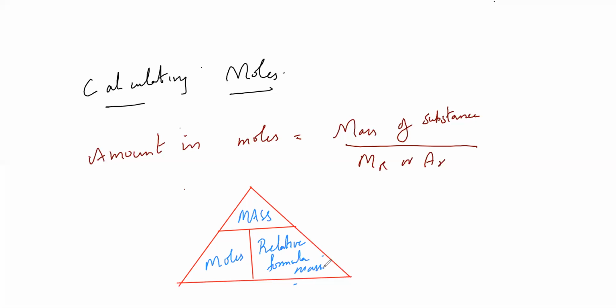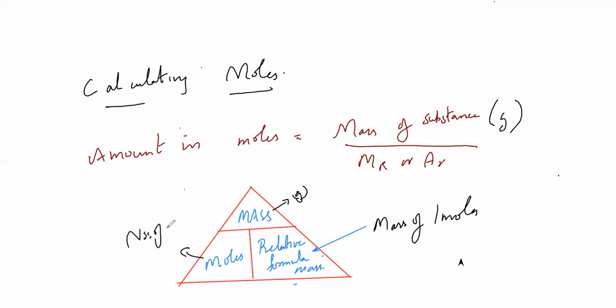Or else this is the mass of 1 mole. This particular thing is the mass of 1 mole. This is the mass measured in grams, and this is the number of moles respectively. Correct? So this is basically our formula triangle for moles, mass and formula mass. Now coming back to this, calculating the moles.